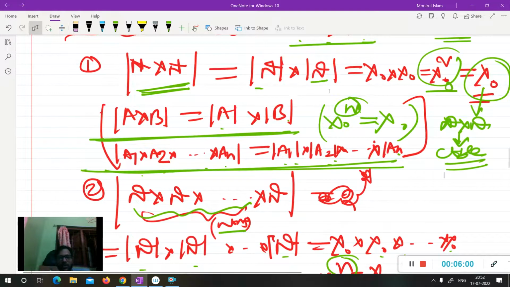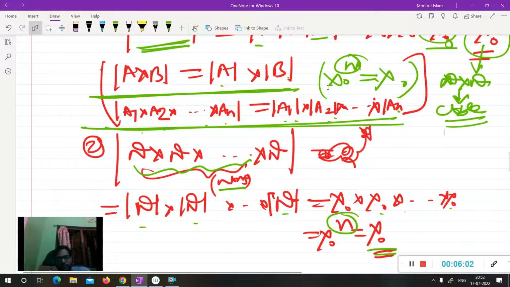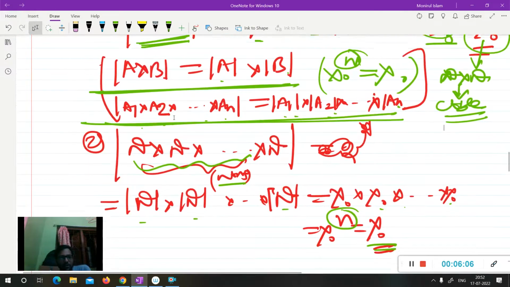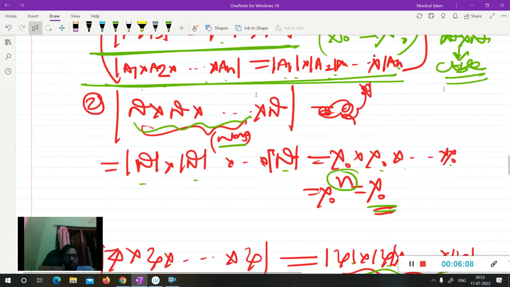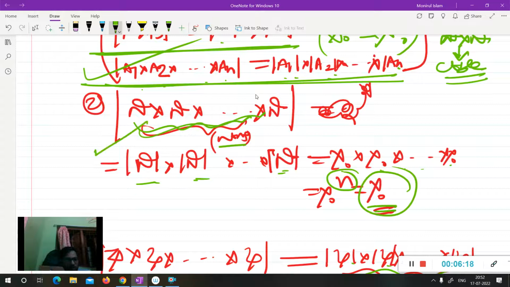Aleph naught and C are cardinal numbers. Now if you make an n-fold product of N, this gives aleph naught to the power n, because its cardinality will be aleph naught using this formula. So aleph naught to the power n is again aleph naught. So the cardinality is aleph naught, and you can say this set is countable.